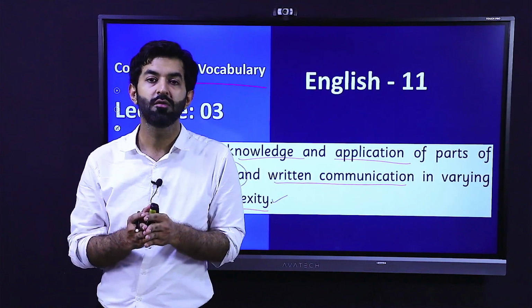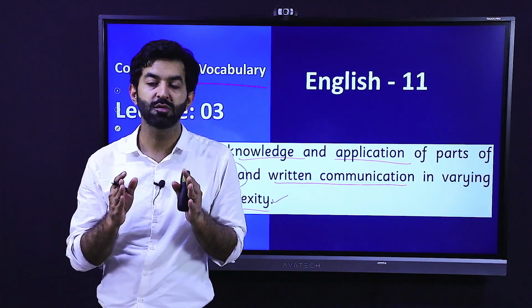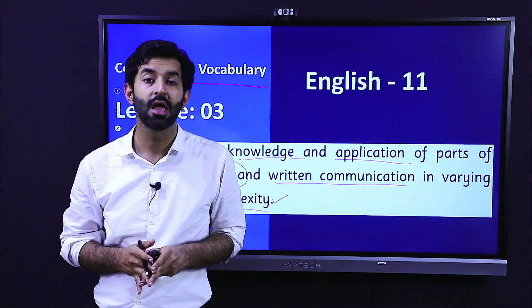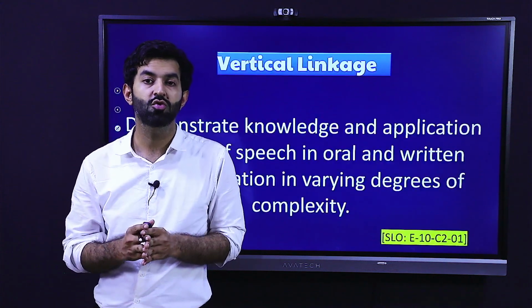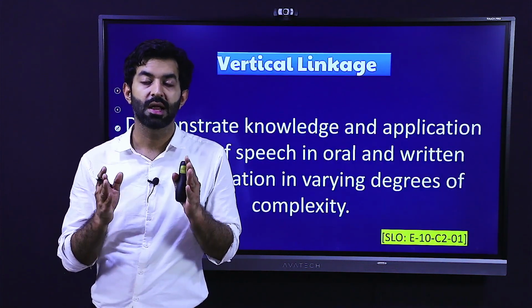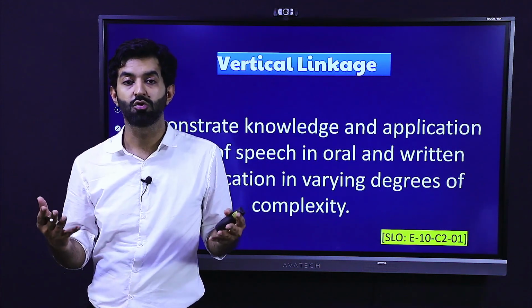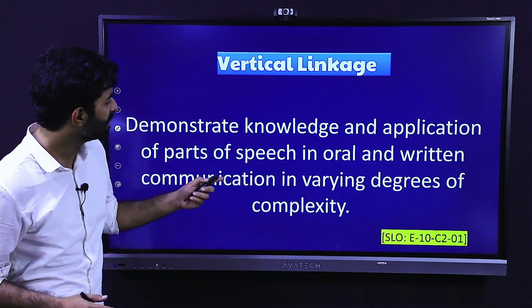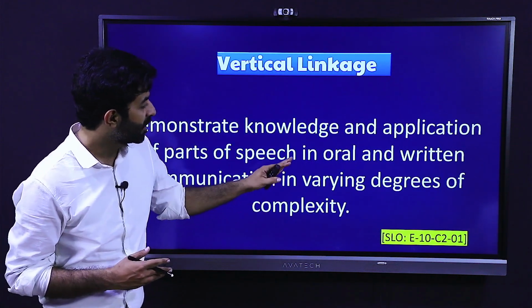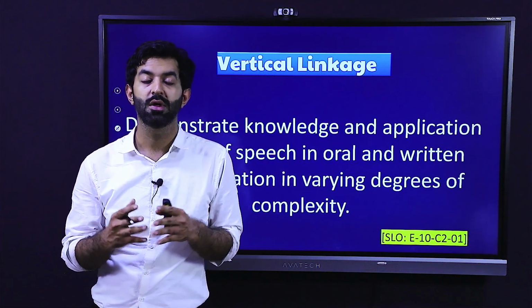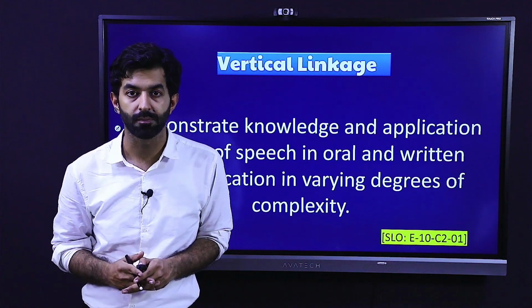And today we are going to start with parts of speech according to the book, according to the lesson. Today we are going to talk about nouns. Collective noun, compound nouns, countable, uncountable, etc. This is our vertical linkage, which is almost identical with our current students' learning outcome.